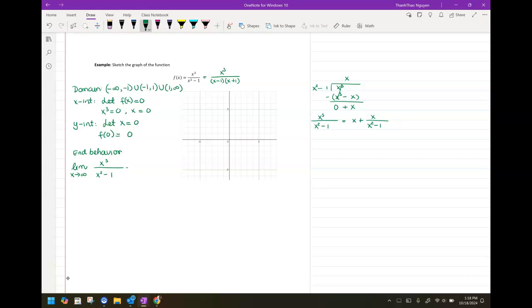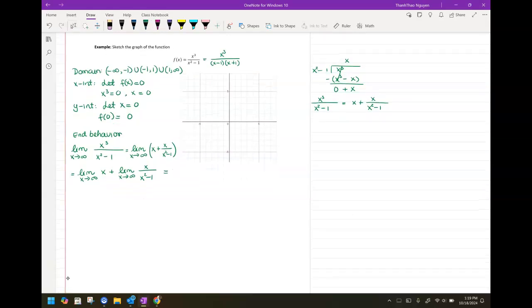So now I have the limit as x approaches infinity of x plus x divided by x squared minus 1. Use the limit law. I have the limit as x approaches infinity of x plus the limit as x approaches infinity of x over x squared minus 1. The limit as x approaches infinity of x divided by x squared minus 1 equals 0. So here I have x, so infinity.